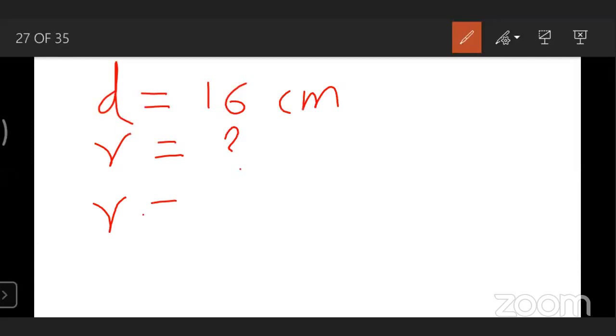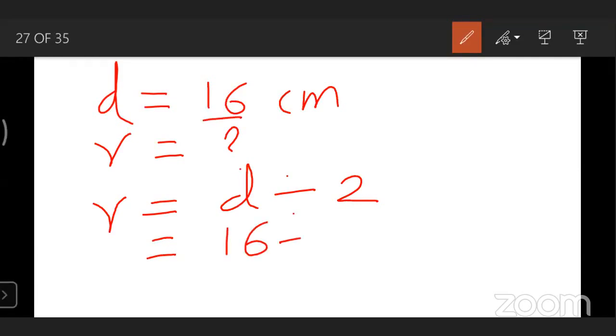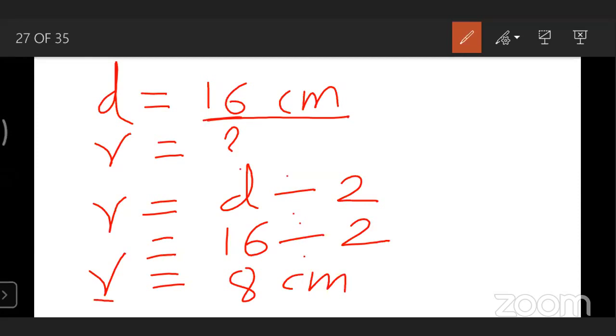So radius is equal to diameter divided by 2. What is the diameter here? 16 centimeter. Very good. 16 centimeter divided by 2. Now what will be the answer? 8 centimeter. Very nice. So if the diameter is 16 centimeter, then the radius will be 8 centimeter, right?